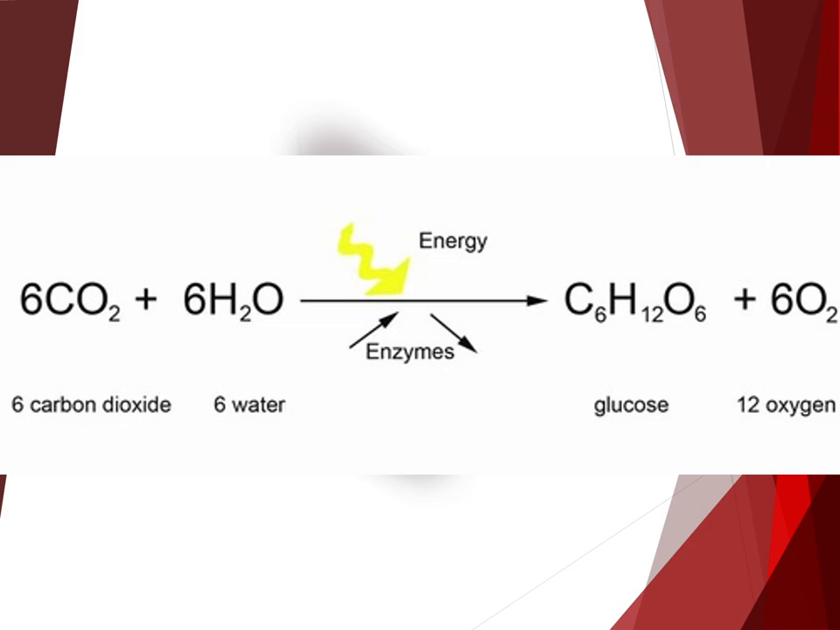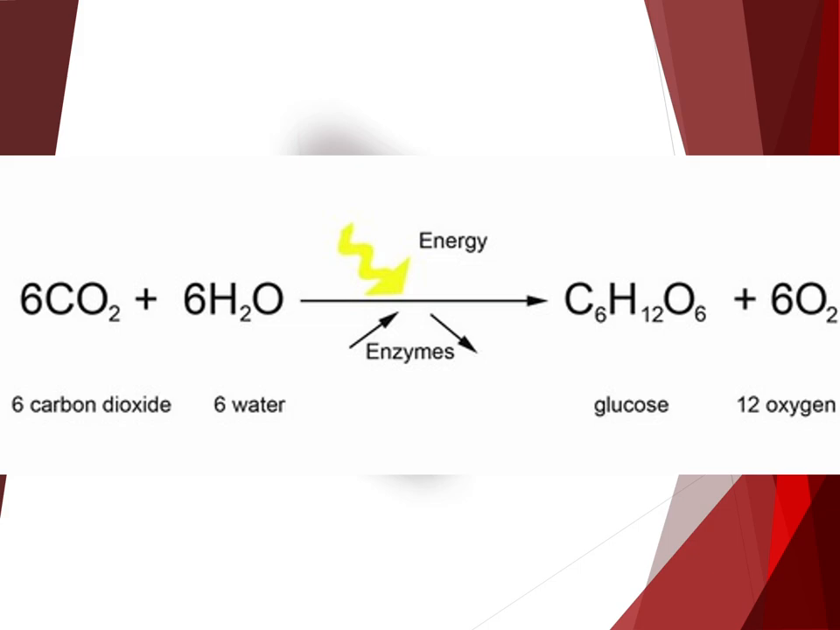The overall chemical reaction for photosynthesis is shown on the screen here. 6 CO2s plus 6 H2Os, with the input of energy, react to form one glucose molecule, which is C6H12O6, plus 6 O2s, which means for every molecule of glucose produced, 6 molecules of carbon dioxide and 6 molecules of water are used. The carbon dioxide and water are the reactants, while the glucose and oxygen are the products.